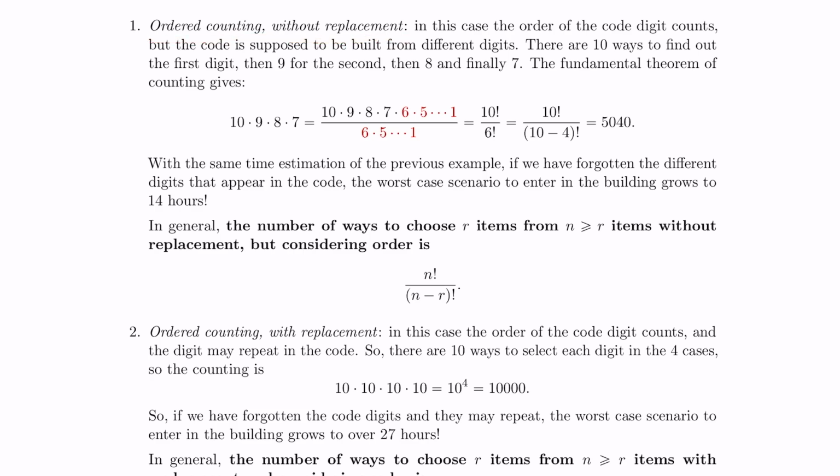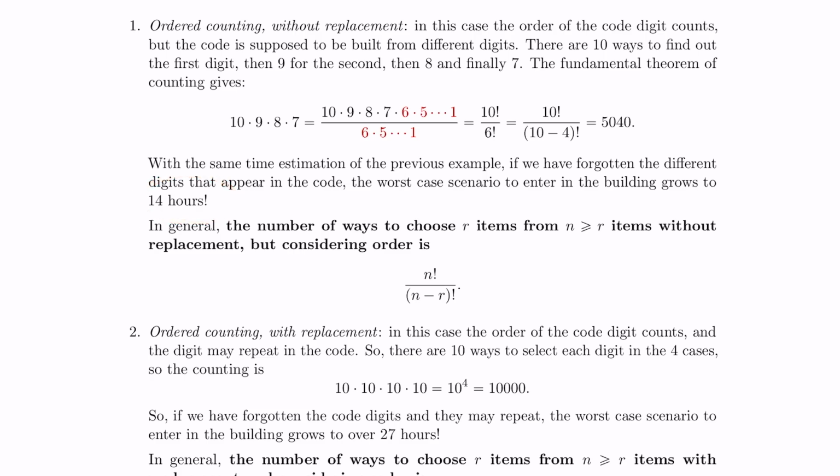In this case, the order of the code digits counts, but the code is supposed to be built from different digits. So there are 10 ways to find out the first digit, 9 for the second, then 8, and finally 7. The fundamental theorem of counting says that we have to multiply all these numbers, reaching 5040. If we use the same time estimation of the previous example, if we have forgotten the different digits that appear in the code, the worst case scenario to enter the building grows to 14 hours.